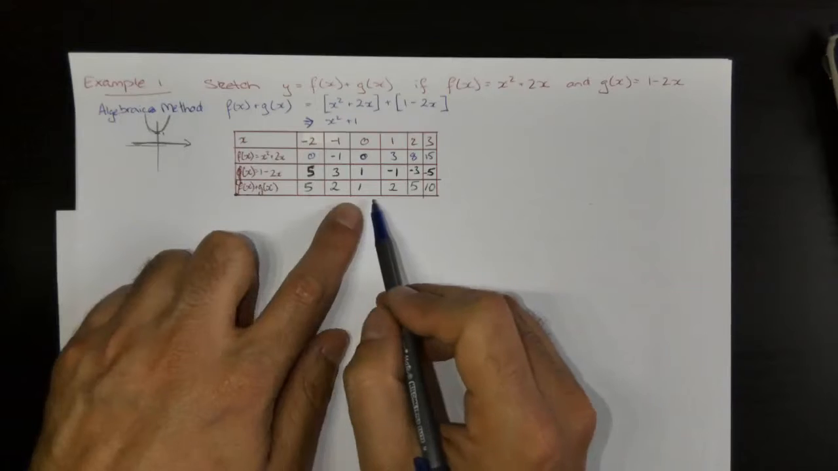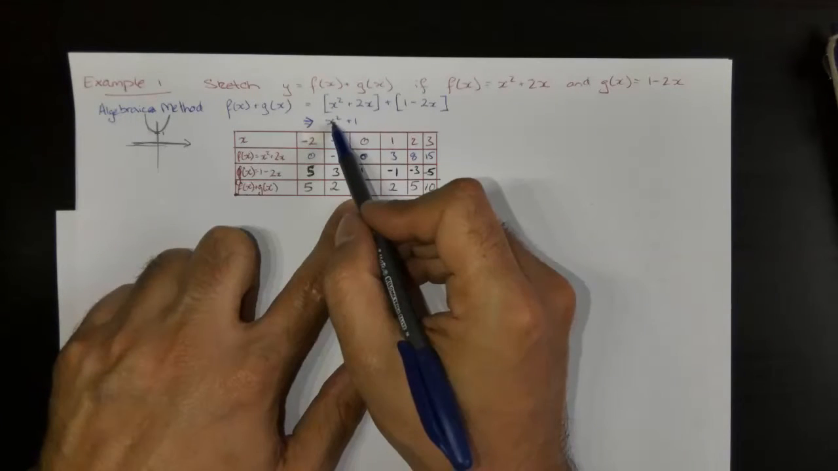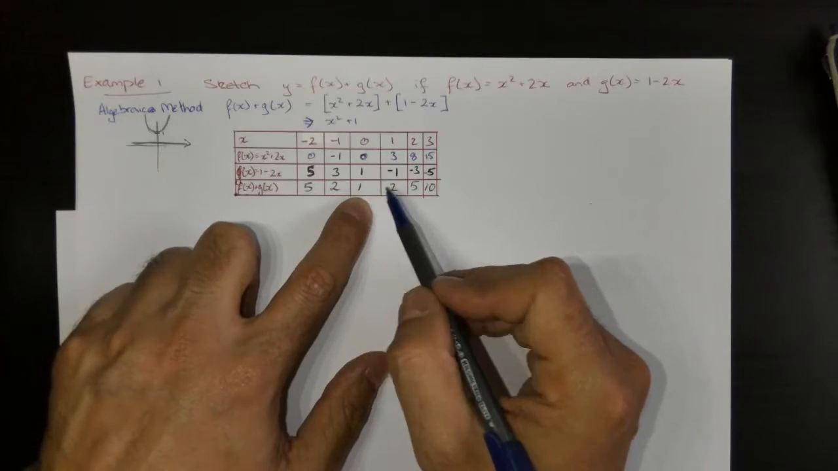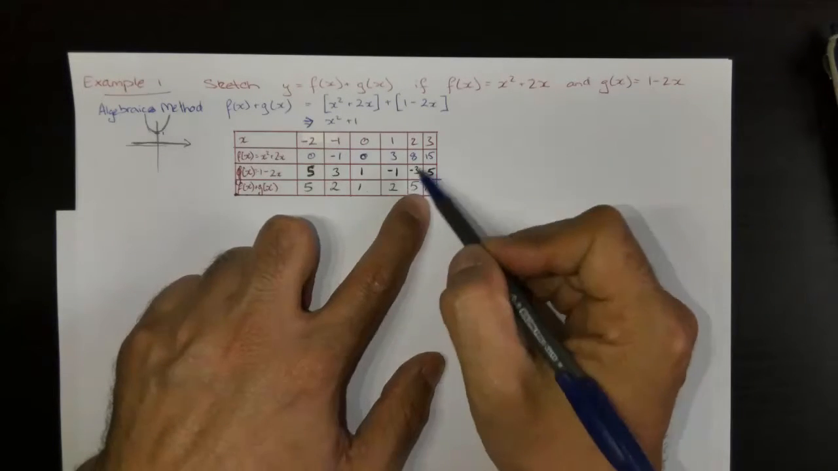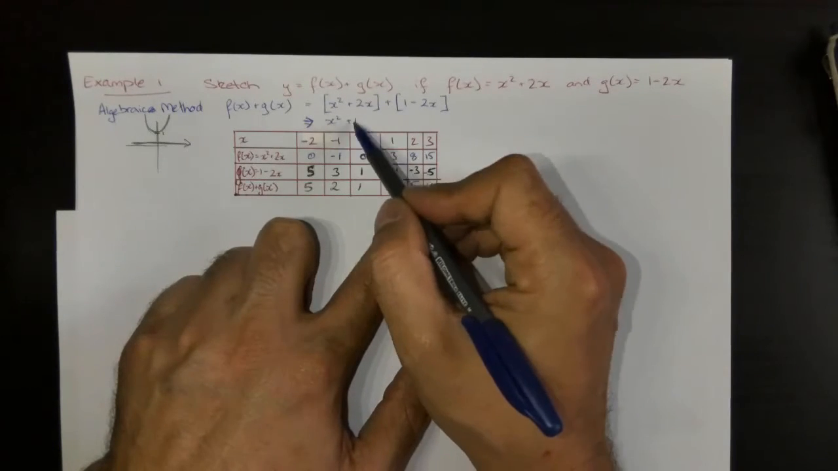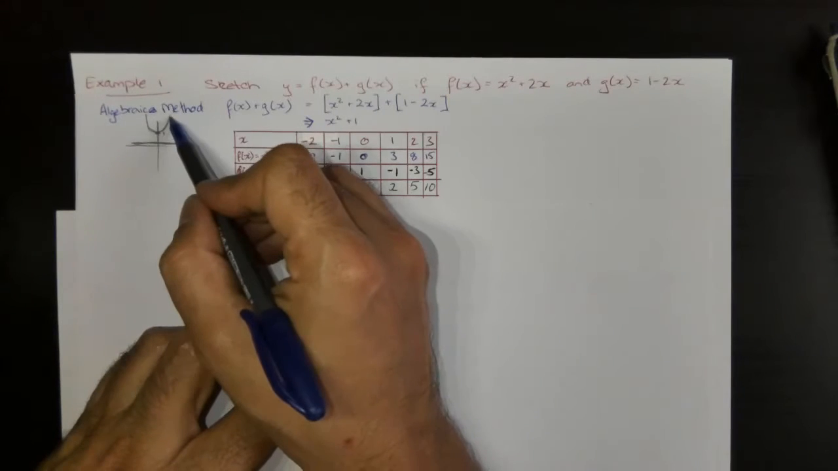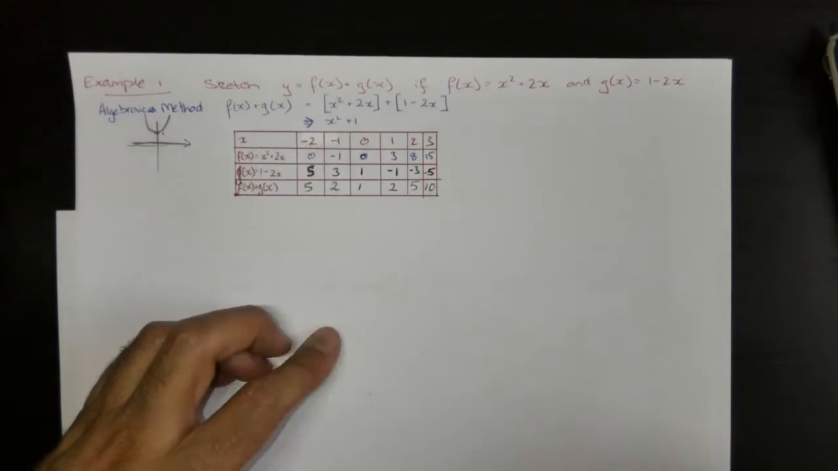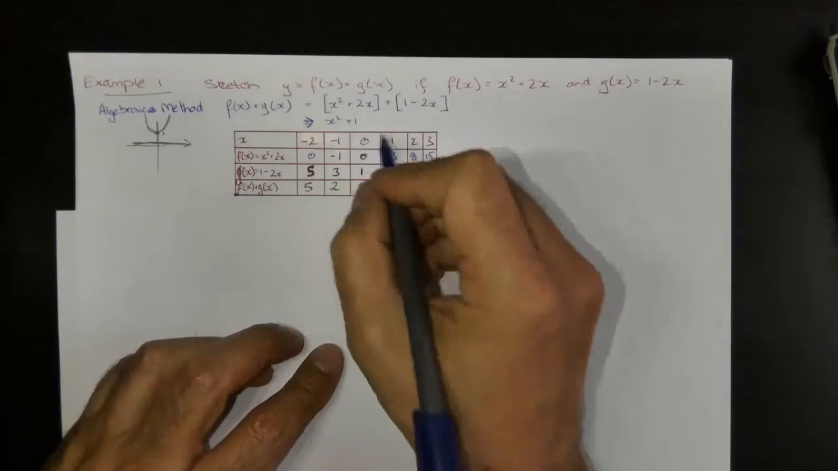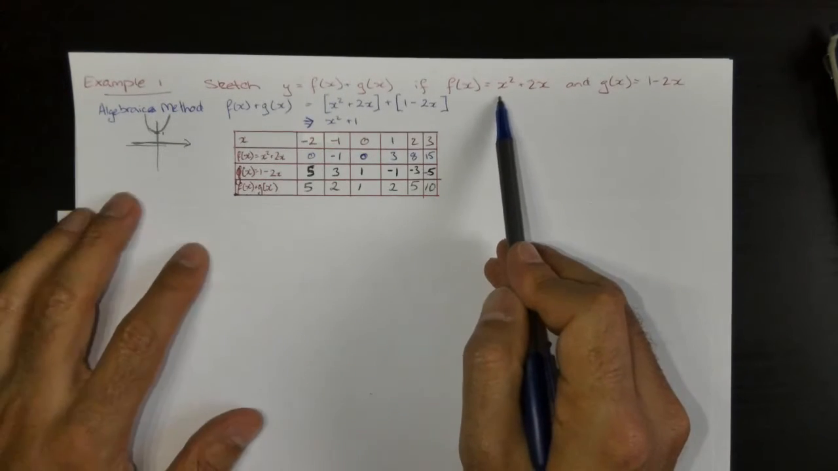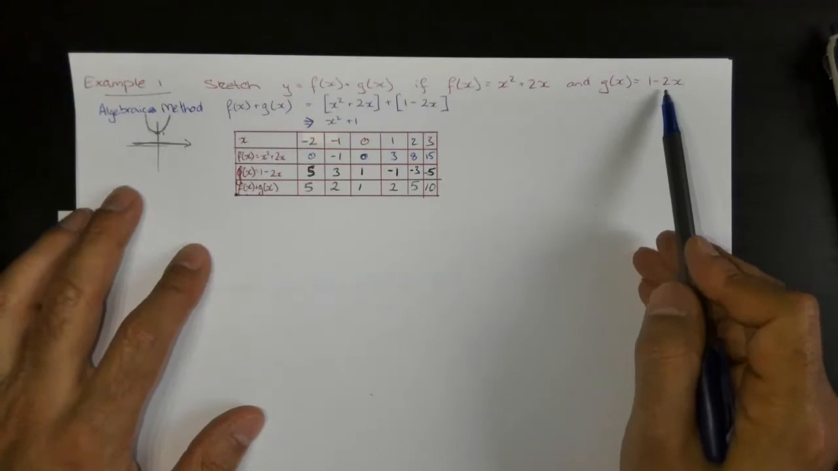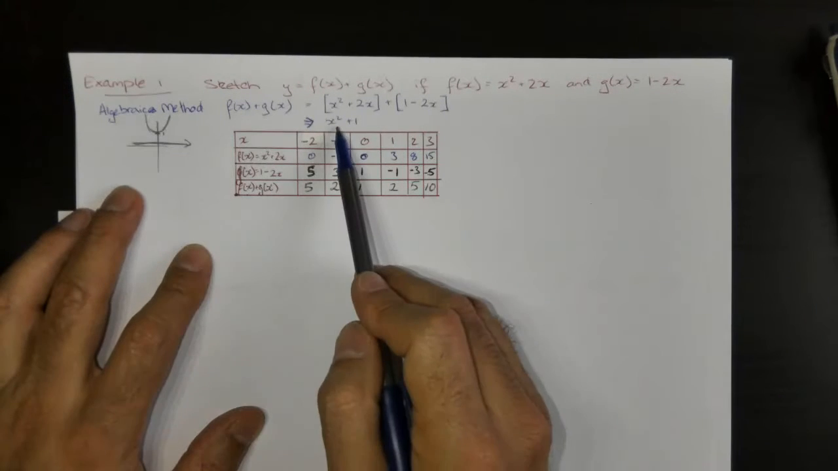Now if we use this equation that we found, we should get these results. So 0 squared plus 1, 1 squared is 1, plus 1 is 2, 2 squared is 4, plus 1 is 5, and so we get this parabola. So the function f of x plus g of x, when f of x equals x squared plus 2x and g of x equals 1 minus 2x, is the parabola x squared plus 1.